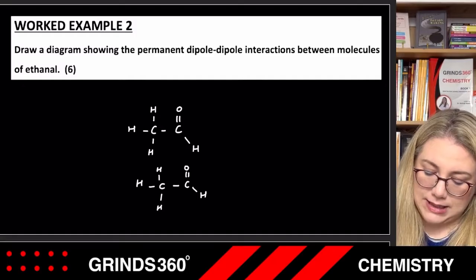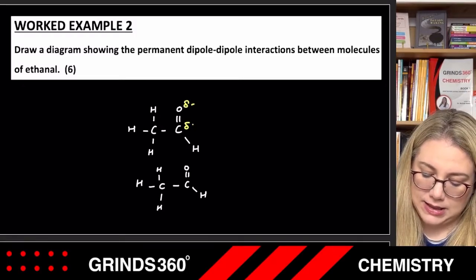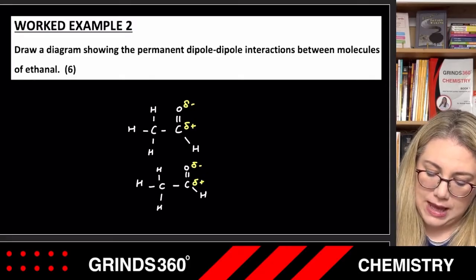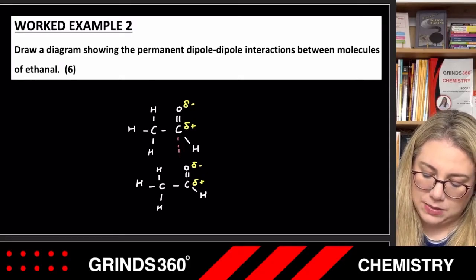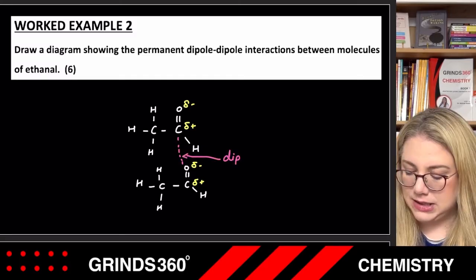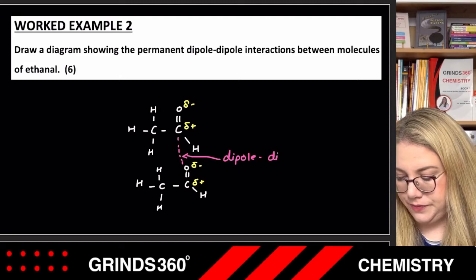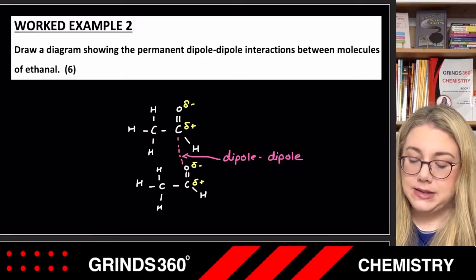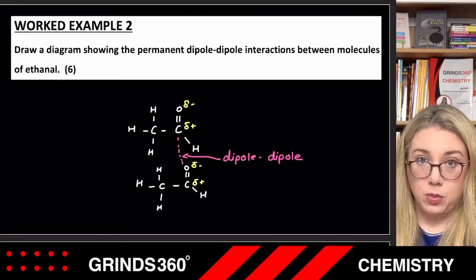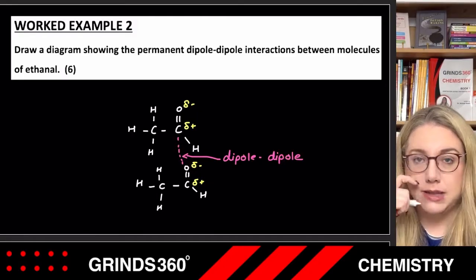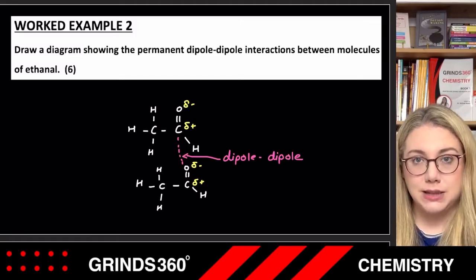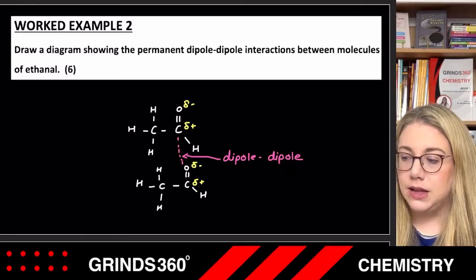Next, we label our delta plus and delta minus on the oxygen, delta plus on the carbon, on both molecules. And then you have a delta plus to delta minus force of attraction, and then we have to label it as dipole-dipole. Like that. And there is your 6 marks. Now, to get those 6 marks, number 1, I need to see the dipoles, the delta plus and delta minus. And the next thing I need to see is the dotted line joining the delta plus on one to the delta minus on the other.